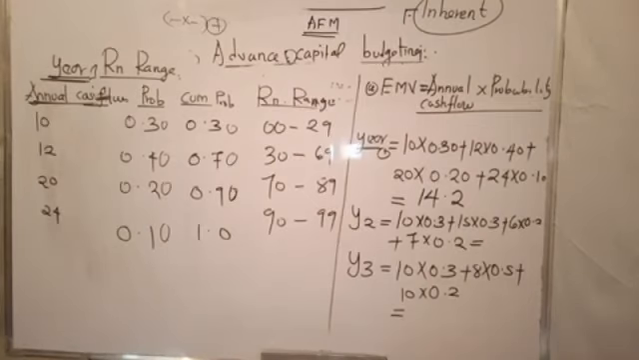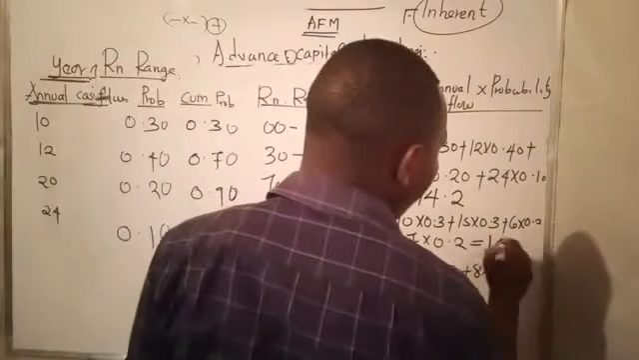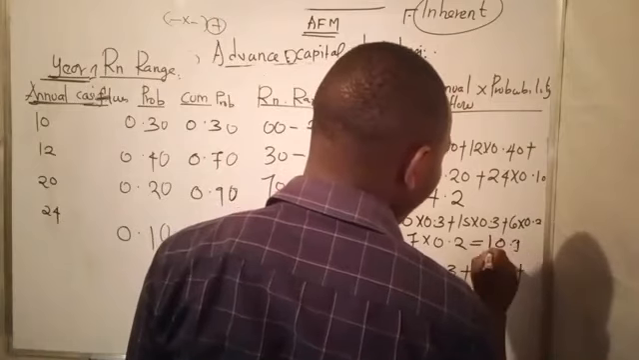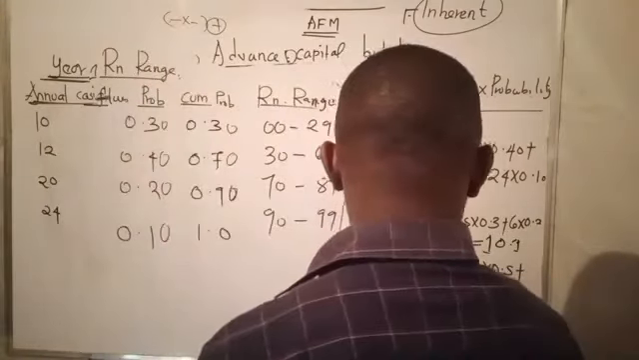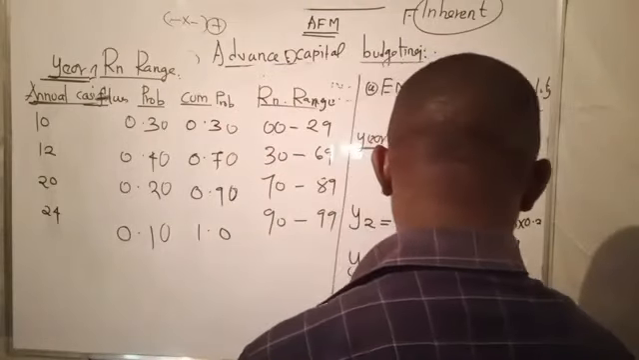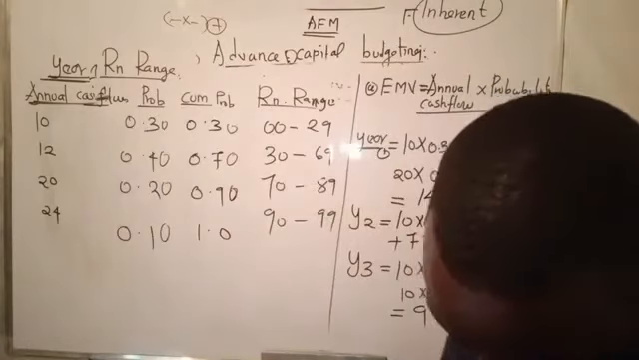The second year is 10.1. Yes, 10.1. The third is 9. The top is 9.